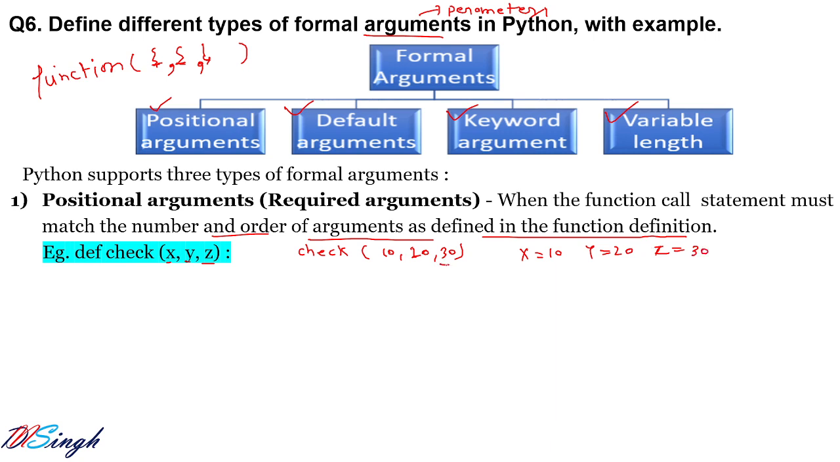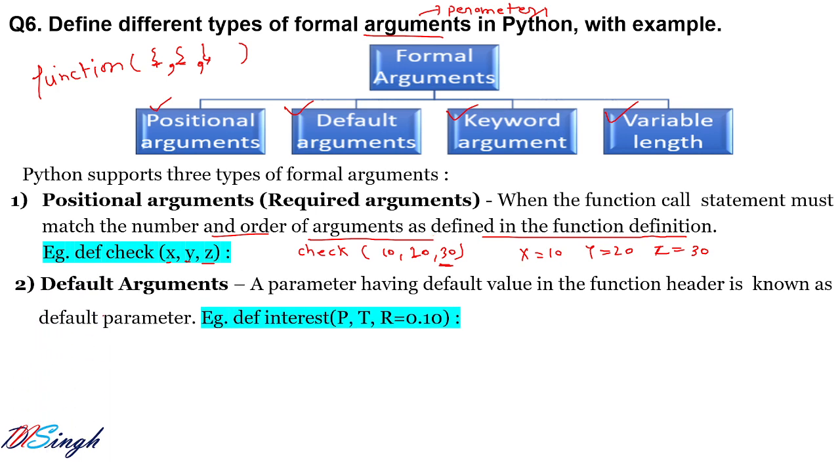What if I give one less? Then Python is going to raise an error saying the positional argument does not match. Or what if I give one extra? Then also Python will give an error. Okay guys, that's it. Let us move to the next type, that is default argument.